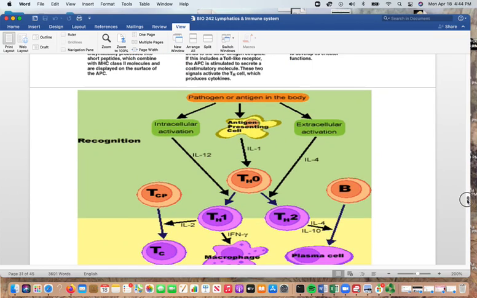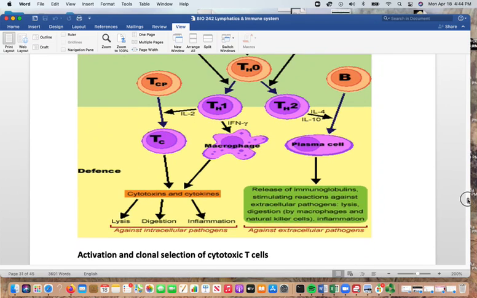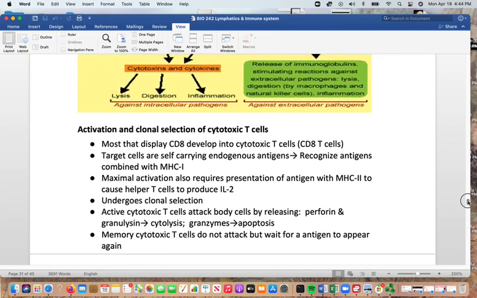So this again is showing here the antigen presenting cell, and then you can have it be extracellular, intracellular activation, and the different kinds of responses.